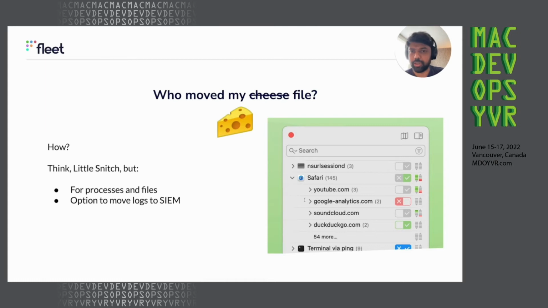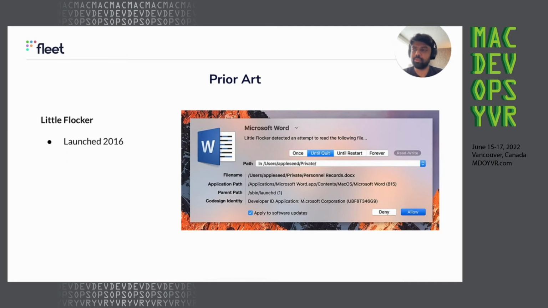So let's look at some prior art. Back in the day, there used to be a program called Little Flocker that I used. It was like Little Snitch, but worked on file operations. There's little info out there about it today, but it probably used KAuth and MACF. KAuth is Apple's kernel authorization API, and MACF is the mandatory access control framework. It used these to make policy decisions. Little Flocker was bought by F-Secure in 2017 and I believe discontinued soon after that.